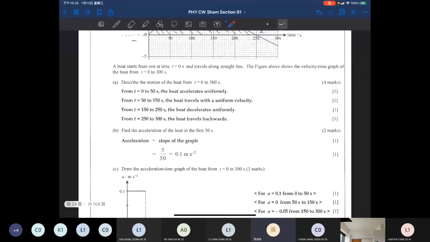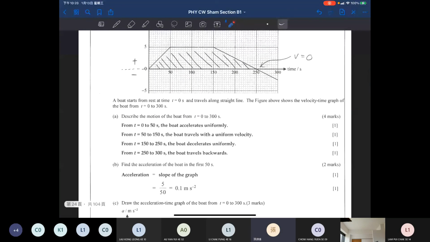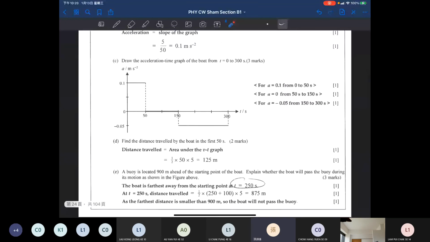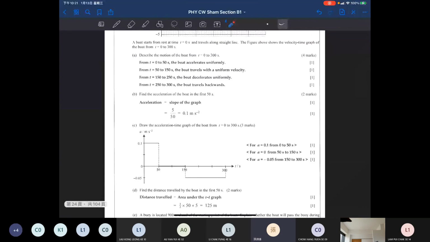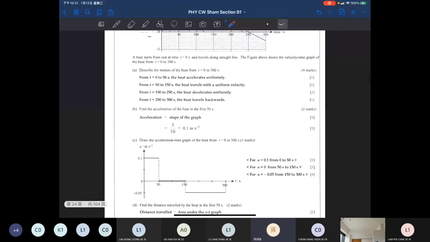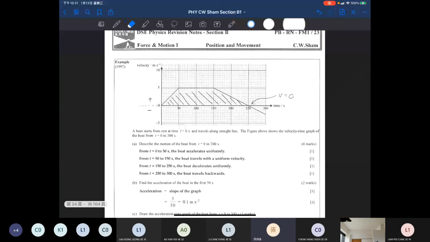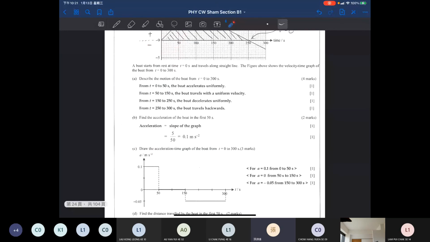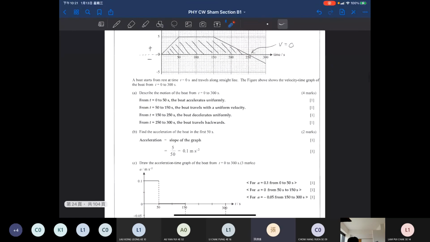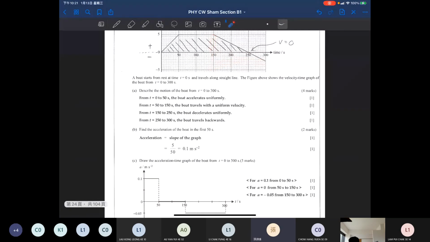So find the acceleration of the first 50 seconds. Calculate the slope of the graph. Not that important. Then draw the acceleration time graph. You have to divide it into 3 parts. The first part, do the calculation, find out the acceleration. The second part is 0. And the third part, again, calculate the slope.